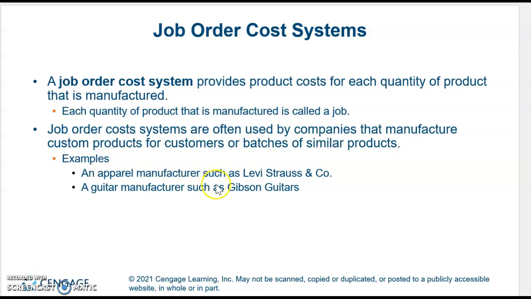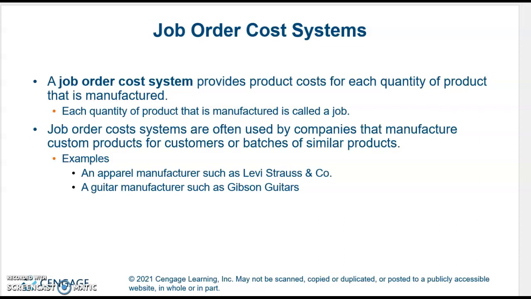So they're often used by companies that make products for customers. Some examples could be an apparel manufacturer such as Levi Strauss or a guitar manufacturer such as Gibson Guitars. So let's just say we're making guitars and that's our job because that's the example we've been using. We would use a job order costing because we have jobs that we can accumulate costs for.